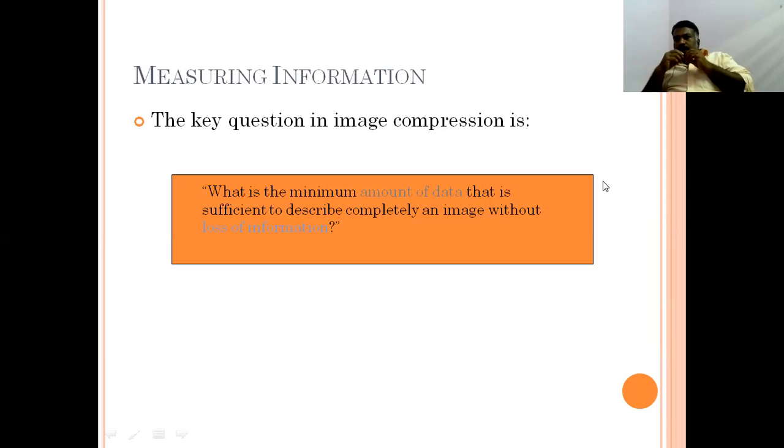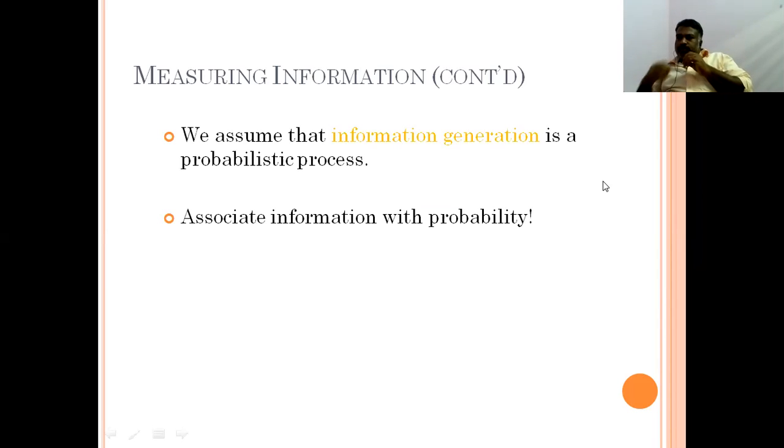Then the key question in image compression is what is the minimum amount of data that is sufficient to describe an image completely without loss of information. Based on this, a standard error has to be fixed. Once the value is below the standard error, that is called error-free, lossless compression. Above the standard error, it comes under the category of lossy compression, with data or information loss.